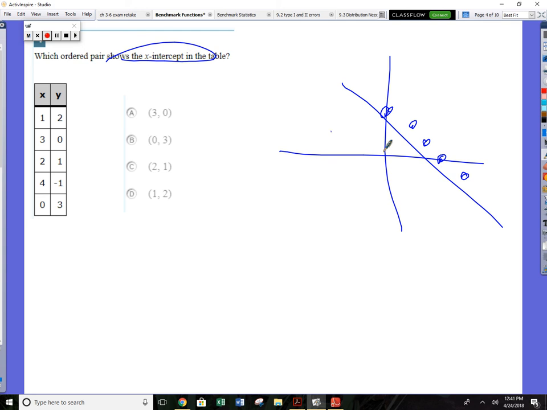Which one of these is the X-intercept? It's that dot right there, and that dot is this dot. Over 3 and 0. So A again.